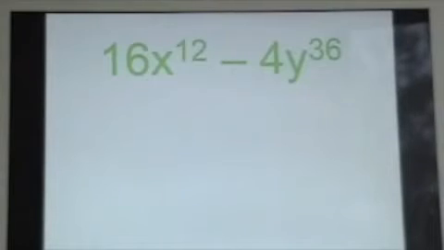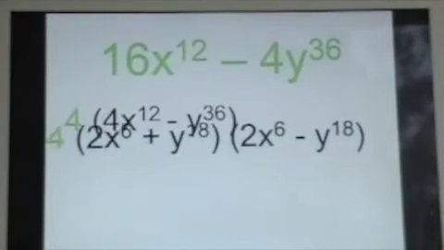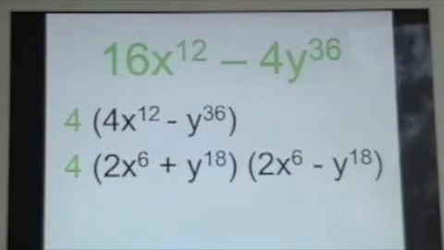Try factoring this problem. First, take out the GCF, which is 4. Then, you can go on to using the difference of perfect squares method to finish.